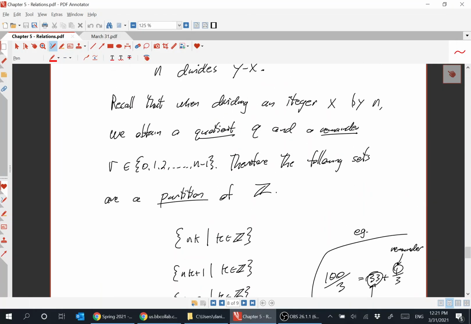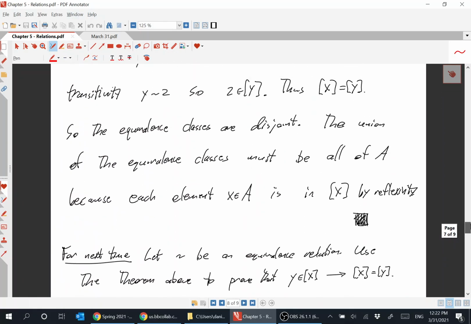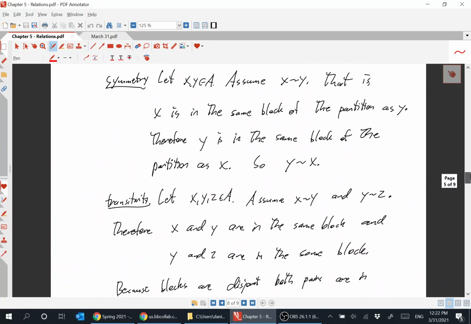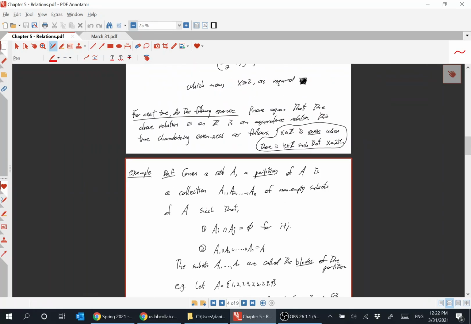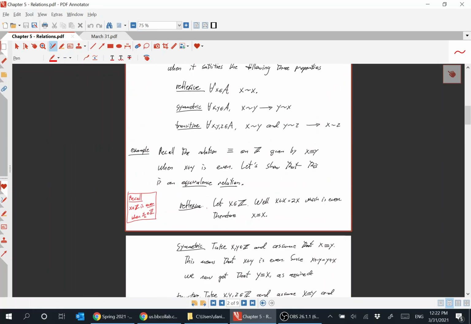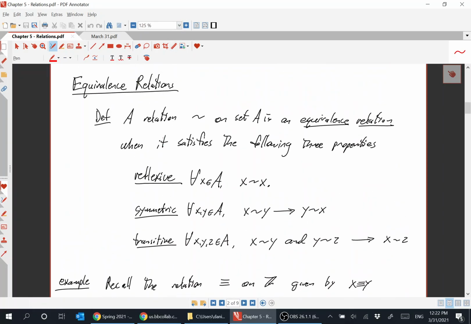So last time, again, we were talking about equivalence relations. So back to the definition of equivalence relation. Quick recap. So a relation tilde on a set A is an equivalence relation, right? When it's reflexive, symmetric, transitive.